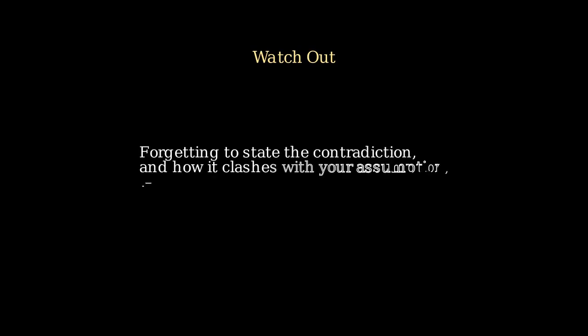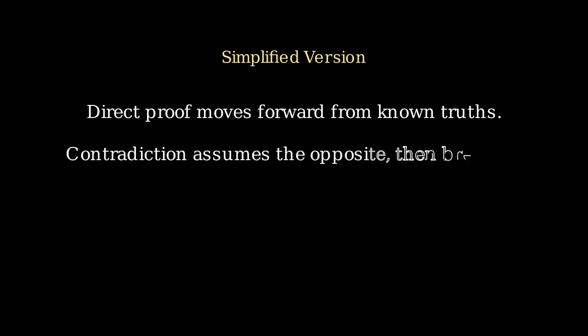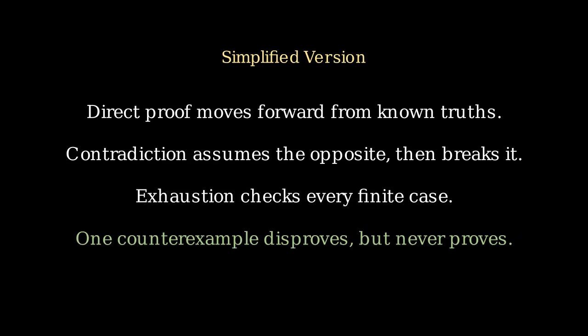Watch out for this common mistake. In a contradiction proof, forgetting to explicitly state what the contradiction is and how it clashes with your assumption leaves the proof incomplete even if your algebra is correct. Here is the simplified version. Direct proof moves forward from known truths. Contradiction assumes the opposite and breaks it. Exhaustion checks every finite case, and one counterexample is always enough to disprove, but never enough to prove.